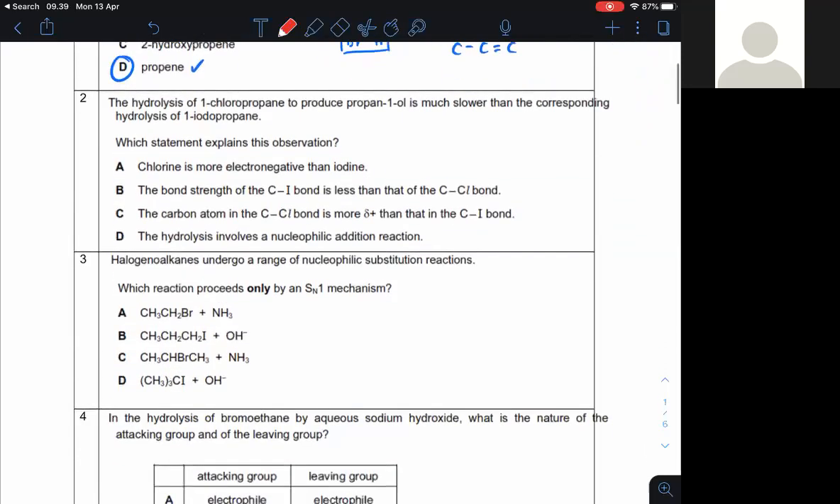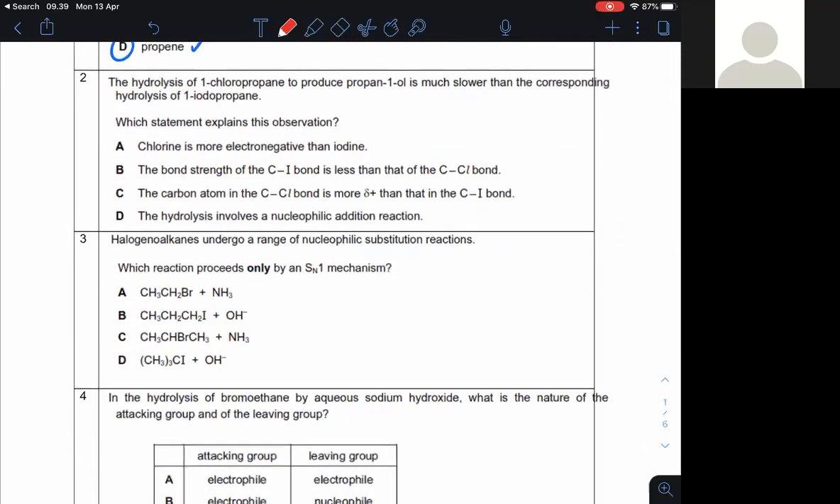Now the second question: hydrolysis of 1-chloropropane to produce propan-1-ol is much slower than the corresponding hydrolysis of iodopropane. So you have propane with Cl over there, and if you compare with iodine, they say that the chloro one is slower, and the iodo one is faster.